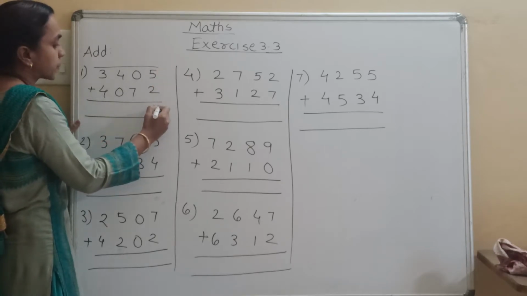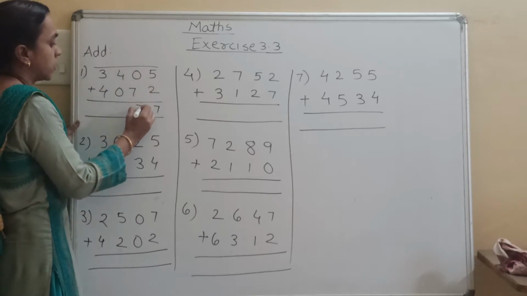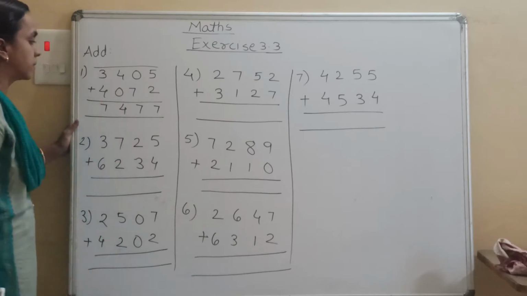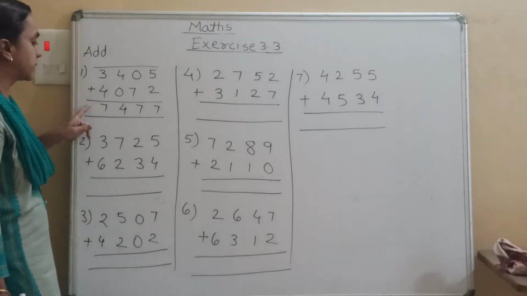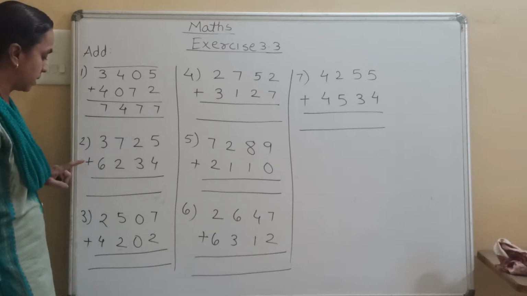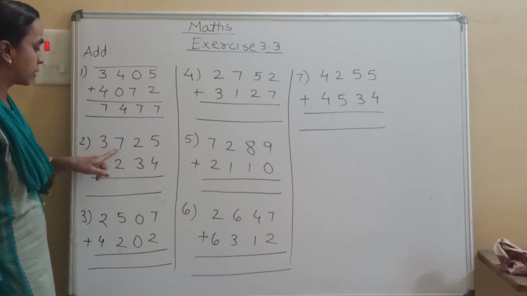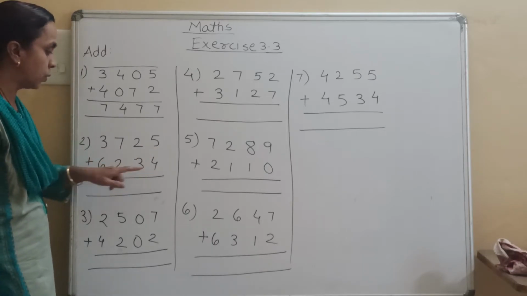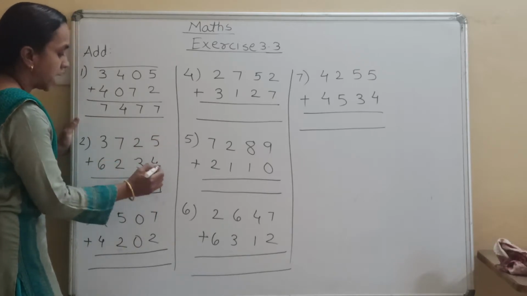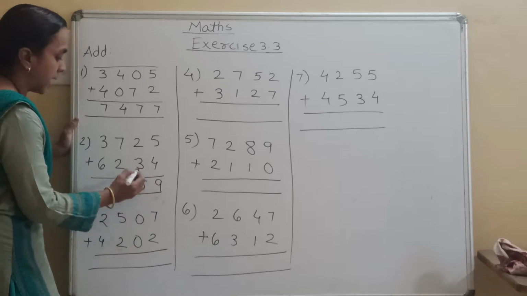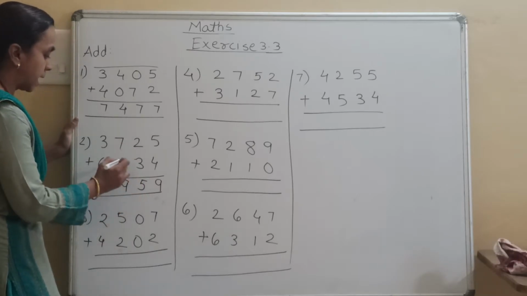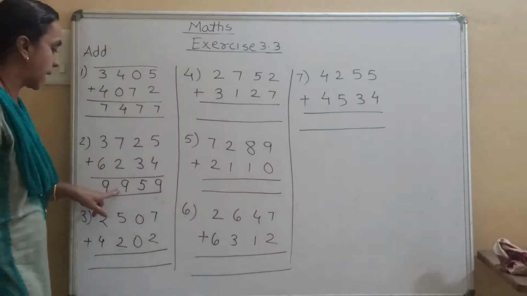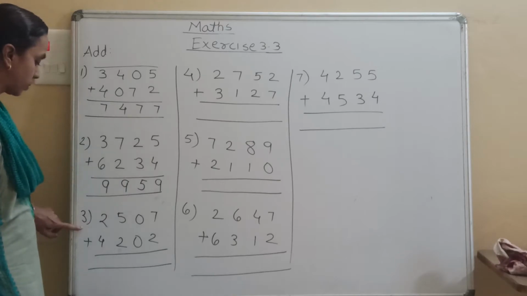5 plus 2, 7. 7 plus 0, 7. 4 plus 0, 4. 4 plus 3, 7. So answer is 7477. Second example is 3725 plus 6234. 5 plus 4, 9. 3 plus 2, 5. 7 plus 2, 9. 6 plus 3, 9. So answer is 9959. So third example is what?